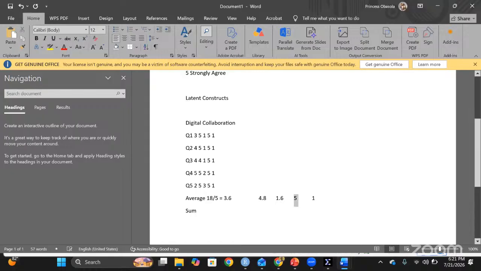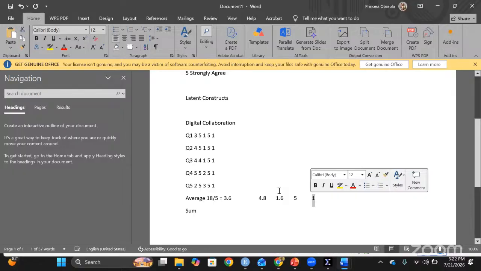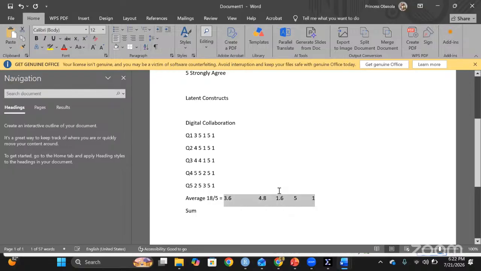So for anybody that is getting closer to 5, that means there is a high level of digital collaboration that person is endorsing. But for anybody that is getting closer to 1, the person is endorsing a lower level of digital collaboration. So each of these metrics is what we are going to say is our digital collaboration, which will be the average of these 5 questions. Do we have any question at this point?